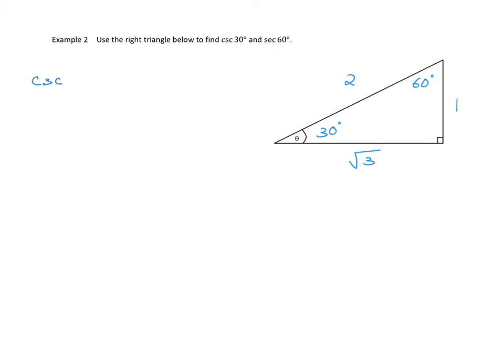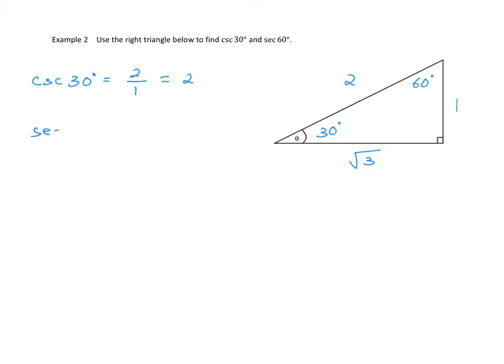If you want cosecant of 30 degrees, okay, cosecant was the reciprocal of sine, so that's going to be the hypotenuse over the opposite side. So that is 2/1. And this simplifies really easily. It's just 2. So that's cosecant of 30.